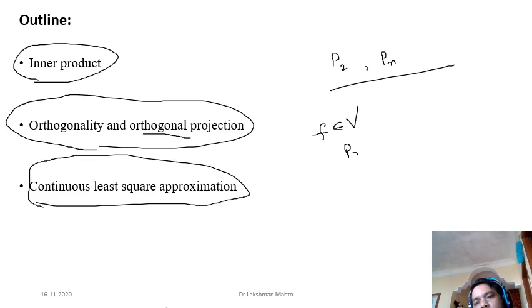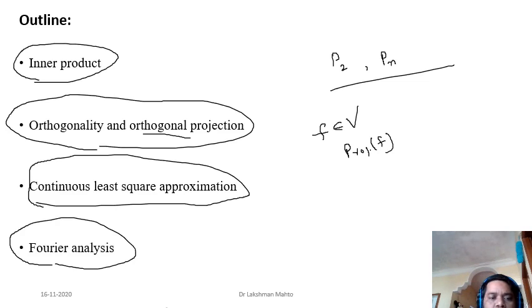Remember that in previous classes we had discussed projection of vectors. So here things are changed, we are talking about projection of a function. A really interesting thing, it is related to continuous least square approximation. Okay, if time permits, I will discuss one important application of projection of a function, Fourier analysis or Fourier series. Fourier series is just a projection of a piecewise continuous function onto orthogonal functions like sine and cosine.